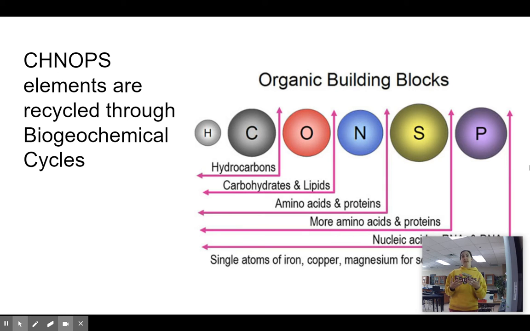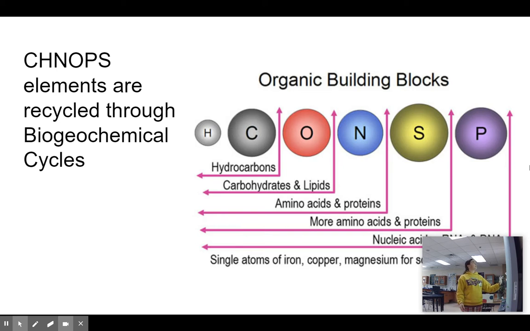All of those CHNOPS elements move through these biogeochemical cycles. So far this week, we've talked about carbon and nitrogen, so we'll start by reviewing those two. We're also going to talk a little bit about the phosphorus cycle, and then we'll look at how all these cycles are similar, and how they are biogeochemical cycles, how all those different pieces interact.